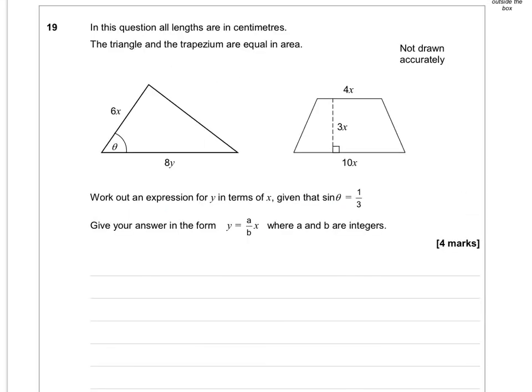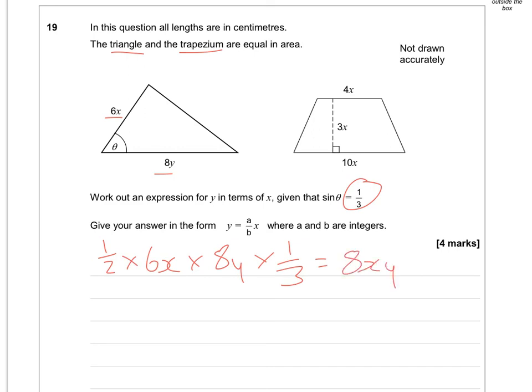Question 19 is having a look at the area of a triangle and a trapezium. This triangle is a non-right angle triangle, so we're going to be using the formula a half AB sine C, where 6x is A, 8y is B, and sine of the angle, so sine C, is a third, it tells us here in the question. So the area for that triangle then, we've got half times by 6x times by 8y times by a third. Some quick mental calculation, you might want to write it down in full, but we know that that is 8xy.